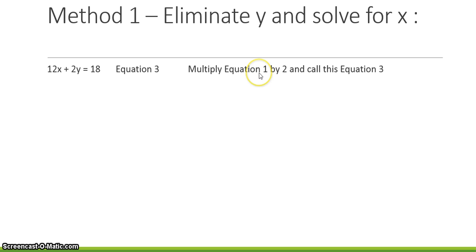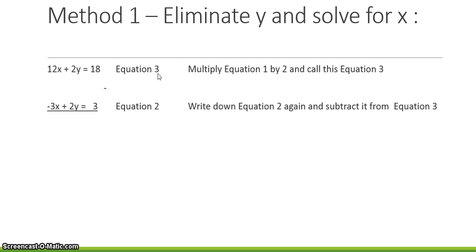As I said before, equation 1 is multiplied by 2 to get 12x plus 2y is equal to 18. I'm now going to call this equation 3. I then write down equation 2 just as it is again. What I'm going to do is subtract equation 2 from equation 3. So I've got 12x minus negative 3x will give me 15x. 2y minus 2y is equal to 0. 18 minus 3 gives me 15. So therefore 15x is equal to 15. So clearly x must be equal to 1.